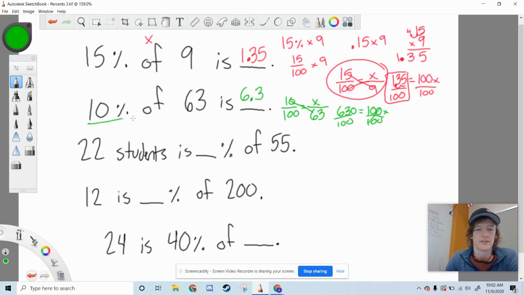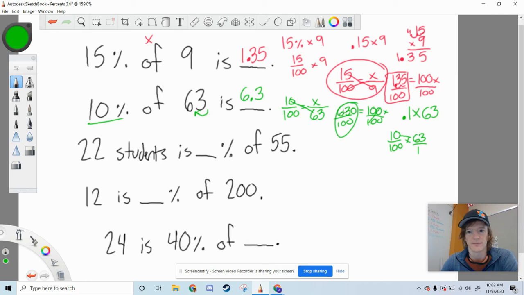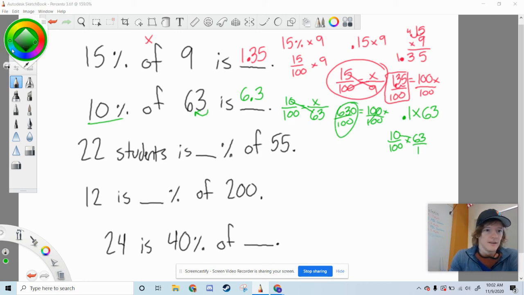10% is actually one of the easiest ones you can do because all you have to do is move your decimal over one time. You're going to get 6.3. We could have also done 0.1 for 10% here of 63. You can just type that in a calculator. Or you could do 10 100ths times 63. So you have 630 on the top, 100 on the bottom. Just divide them. There that was. So many different ways to solve these problems.